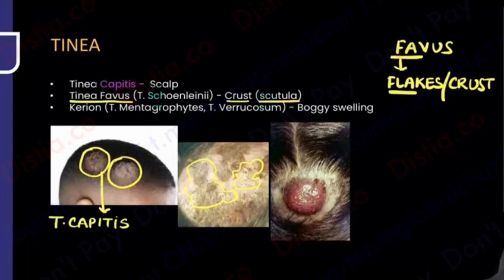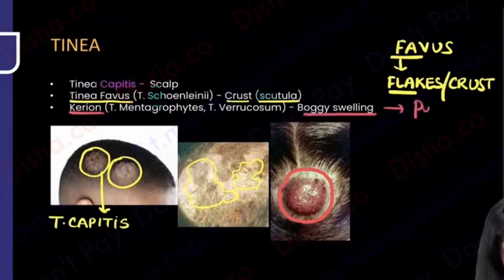Coming to the next, now suddenly the scalp is going to become like a round swelling, a ping pong ball kind of swelling. That is a kerion. Kerion is something which is defined as a boggy swelling and is an examiner's favorite. It's one of the most famous previous year questions. So, kerion can be caused by mentagrophytes, it can be caused by verrucosum. These are just a few examples of how the different organisms can cause it.